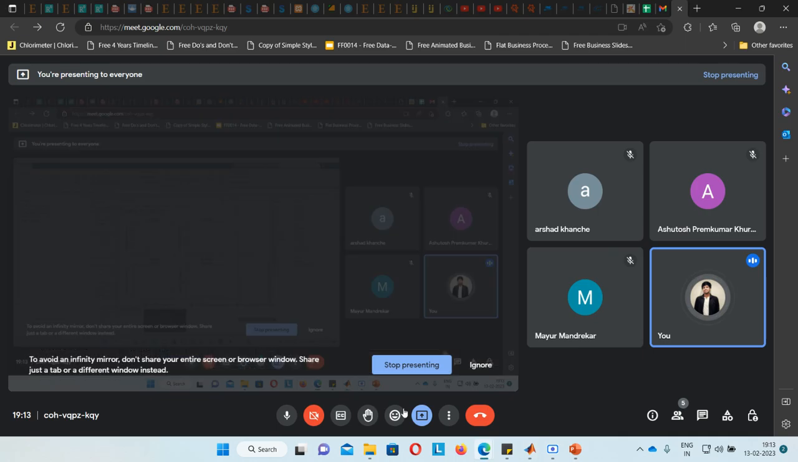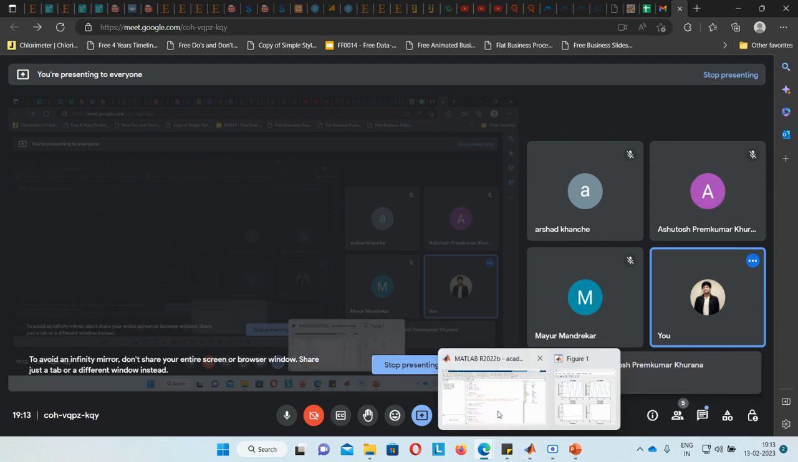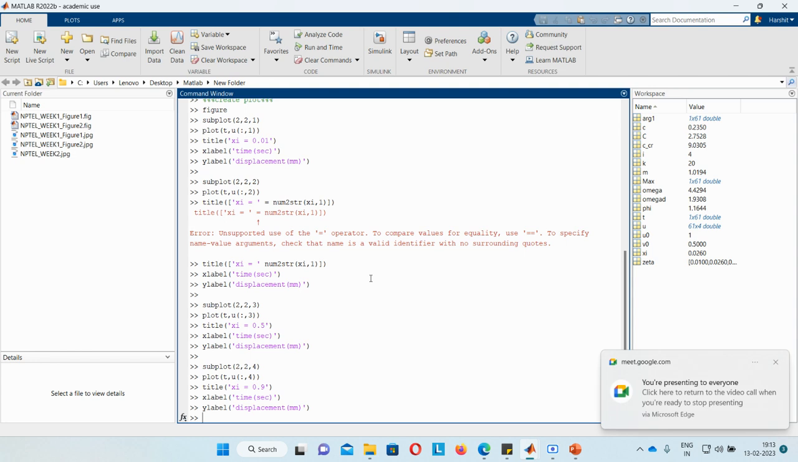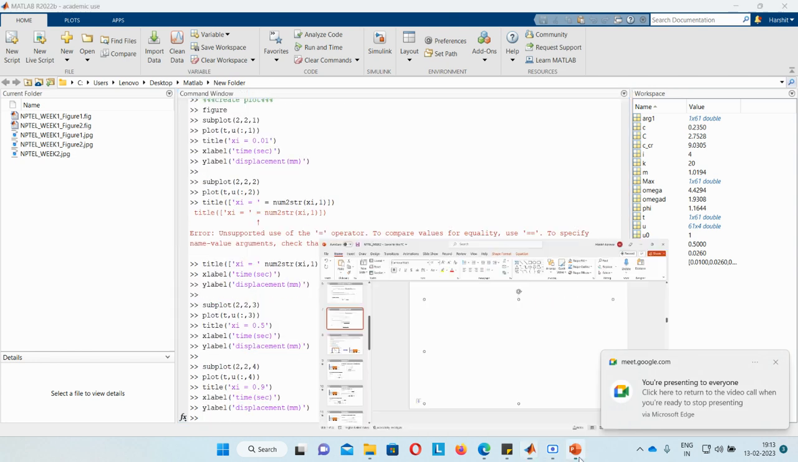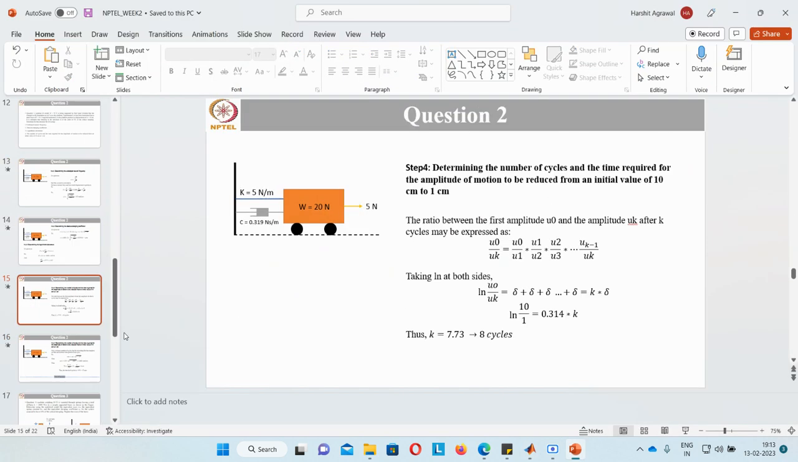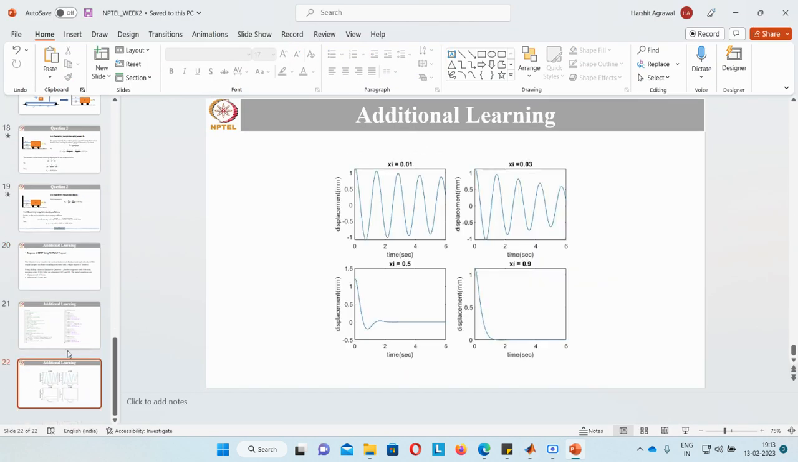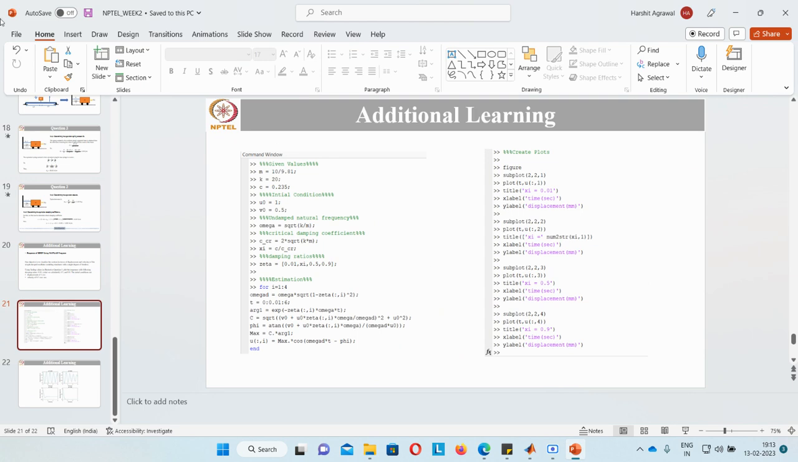Any doubts in this code that I wrote? I hope everyone was able to follow what I was writing. If this is your first time in MATLAB, then you will find it a bit tricky, but I have attached the same coding structure in the slide also, so you can also try it later on your own, and you will get much more clarity.